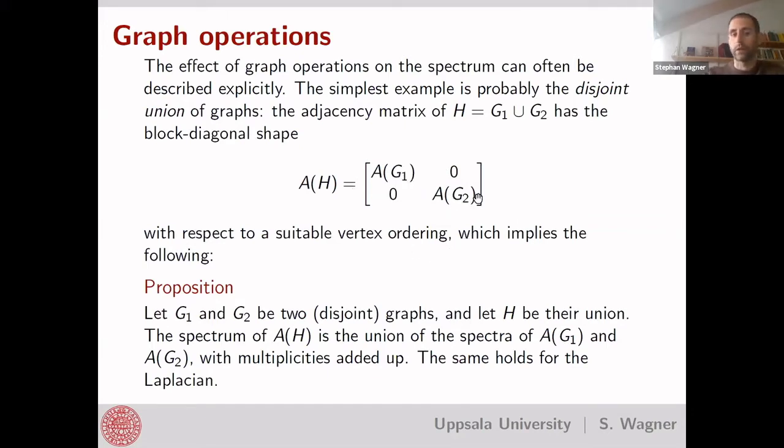And it's quite well known that if you have such a block diagonal shape, then the spectrum is just the union of the spectrum of the matrix here and the spectrum of the matrix there. So what you get is just the spectrum of G1, the spectrum of G2. You put them together, the multiplicities get added up, and that's that. And the same works for the Laplacian. So knowing, for example, the spectrum of complete graphs, we would now be able to say what the spectrum of the union of complete graphs is. And yeah, later today you will hear Kenneth say a little bit more in this direction.